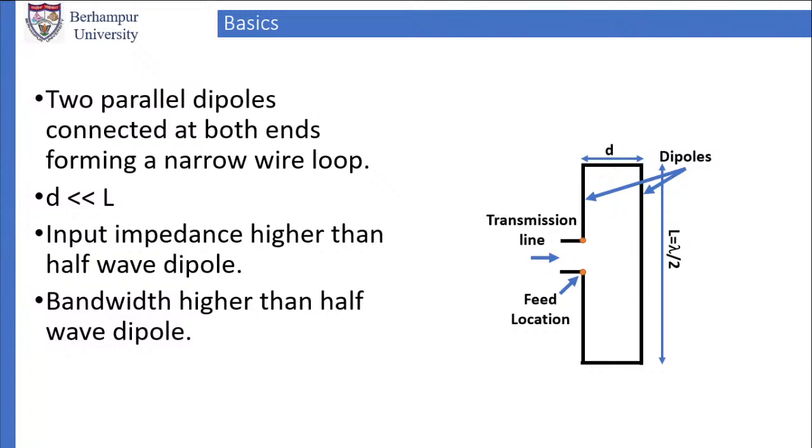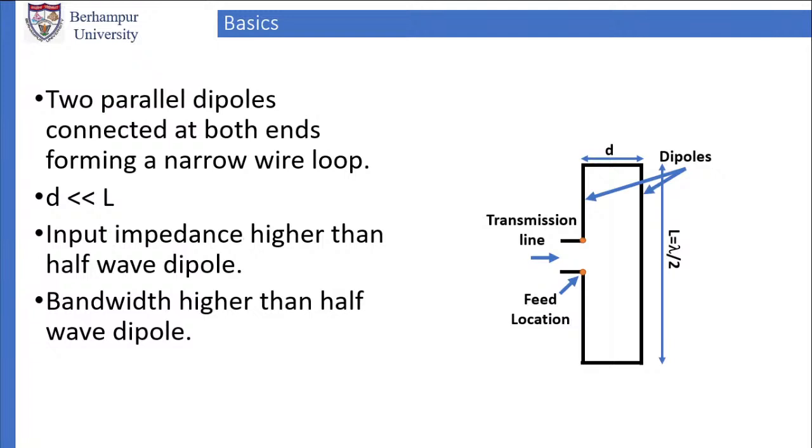Input impedance will be higher than the half-wave dipole antenna. That is the main point. Why do we design the folded dipole antenna? Because the input impedance will be higher than the half-wave dipole antenna.